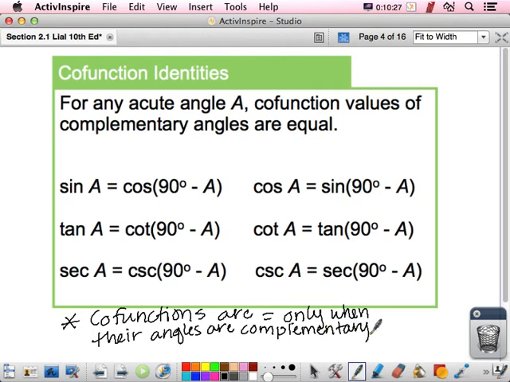What's another way of saying that? That they add to what? 90 degrees. So they add to 90 degrees. So that's how you solve them, that's how you check them.